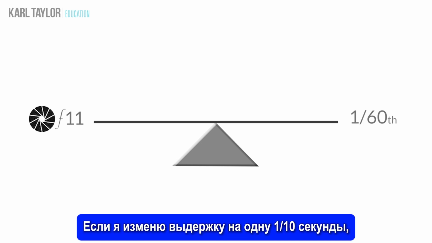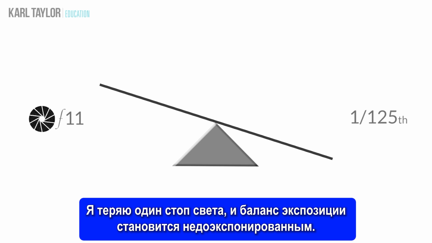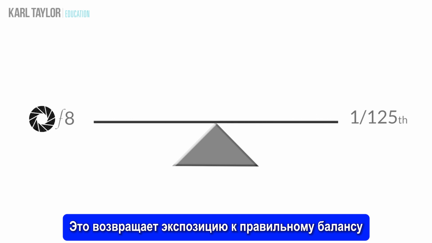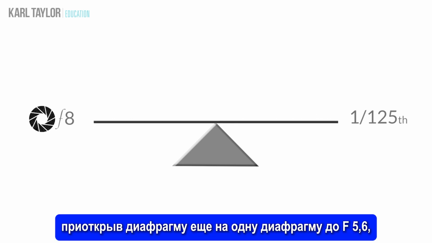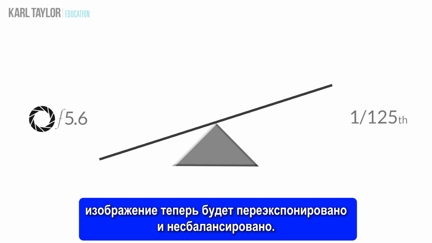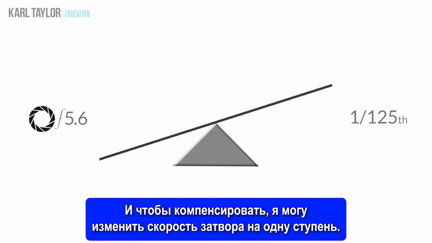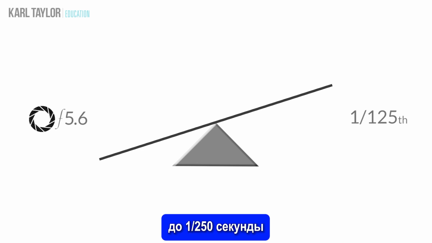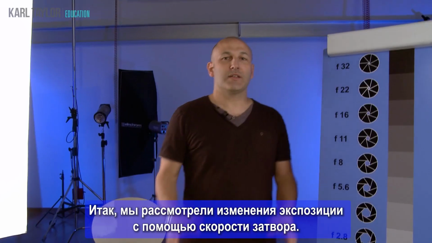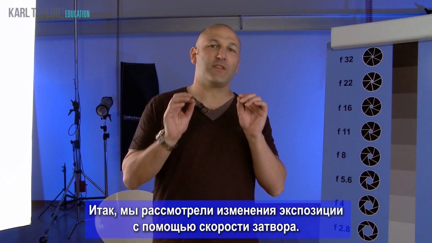If I change the shutter speed to 1/125th of a second, I lose one stop of light and the exposure balance becomes underexposed. To correct for this, I have to open the aperture by one stop to f8. That brings the exposure back to the correct balance. By opening the aperture by another stop to f5.6, the image will now be overexposed and out of balance. And to compensate, I can change the shutter speed by one stop to 1/250th of a second, and we achieve the correct balance. So we've looked at exposure changes using the shutter speed.